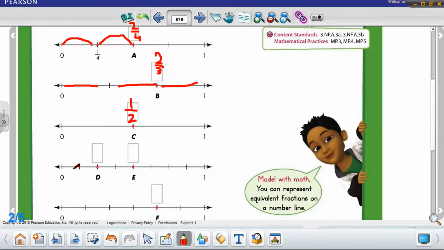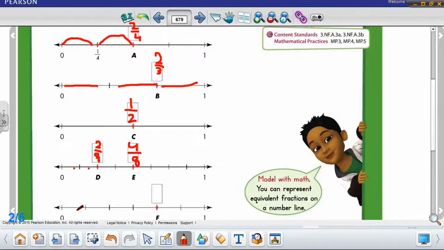This one, how many pieces? 1, 2, 3, 4, 5, 6, 7, 8. So this one, 2/8. And this one, 3/8. So this one, 4/8.